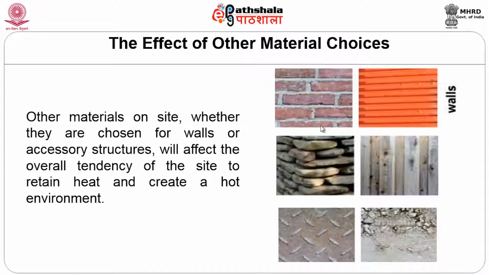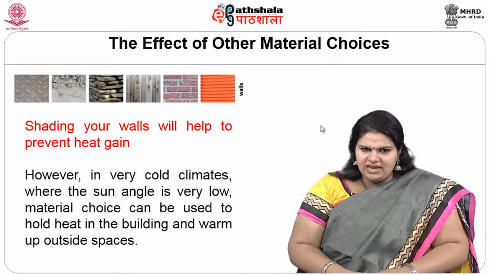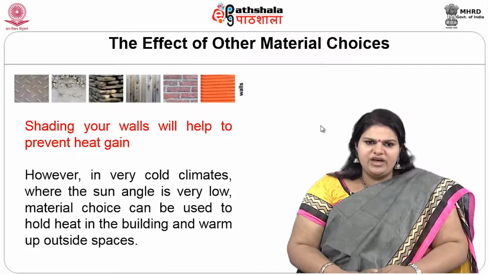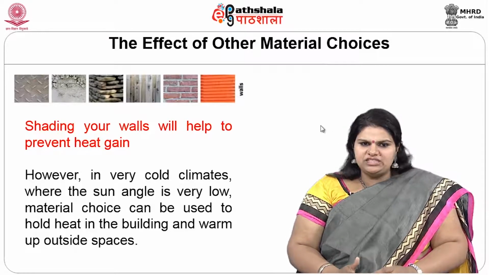So all of these materials can create an urban heat island effect, or if used correctly with permeable paving or with landscaping, can actually be used as a method of passive cooling or passive heating, as the situation and site warrants. So shading your walls will help to prevent heat gain. However, in very cold climates, when the sun angle is very low, material choice can be used to hold heat in the building and warm up the outside spaces.